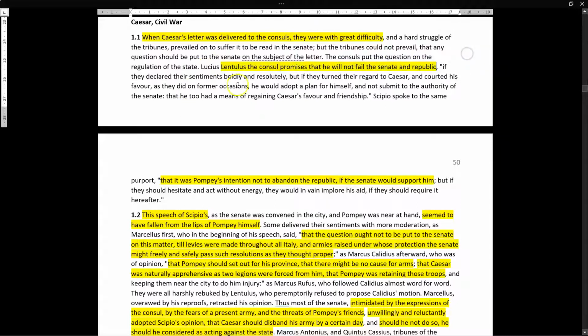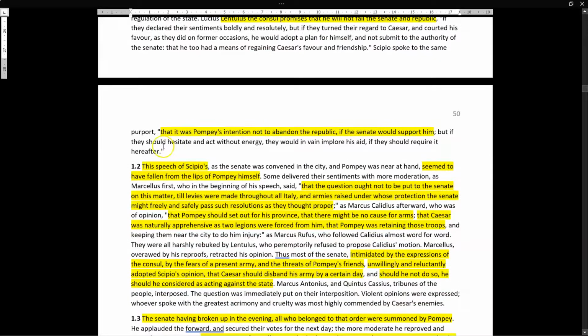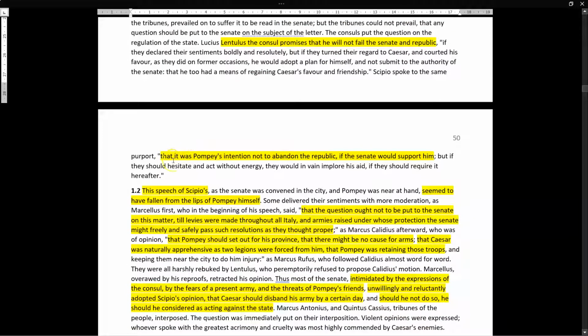So we have Lentulus, who promises he will not fail the Senate and the Republic. So he's not even willing to listen to Caesar's letter, which is basically Caesar saying, "I'll give up my soldiers if Pompey gives up his. I just want to run for the consulship with the land, etc., etc." But it's all Lentulus's fault because he won't even listen to what Caesar has to say.